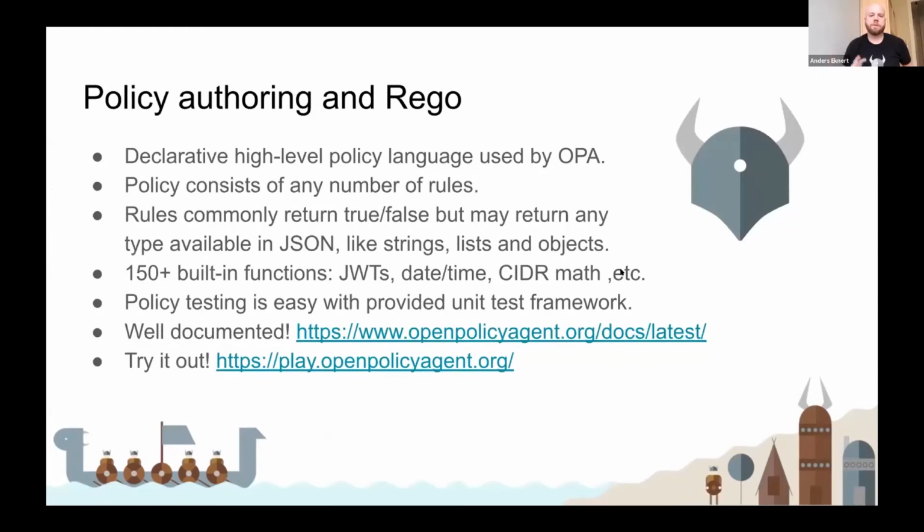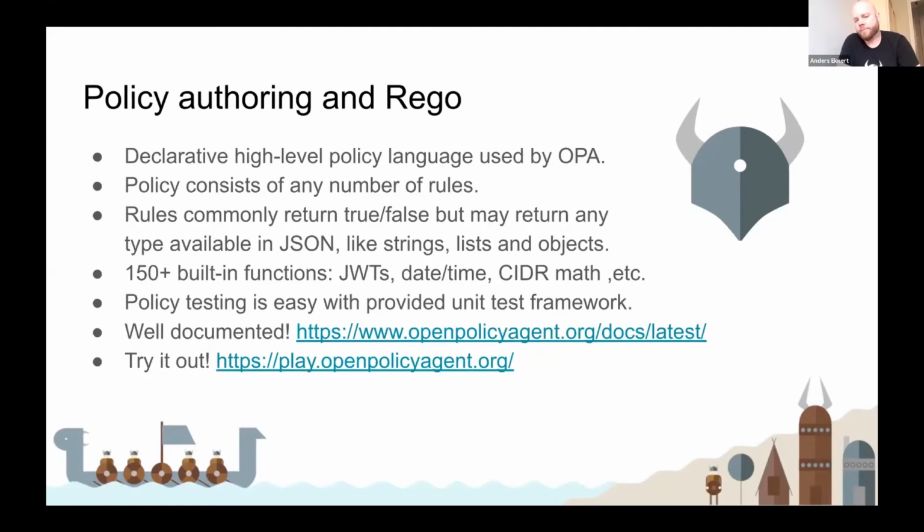Okay, so that was the high-level architecture. So what about policies themselves and policy authoring? Policies are written in a high-level policy language, which is Rego, of course. And a policy works like this. It's a number of rules. And these rules can return pretty much anything that's valid JSON. You'll often see for authorization true or false. Are you allowed or not? No, you're not, or you are. That's a binary response.